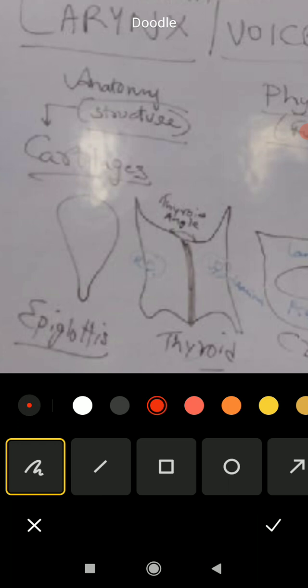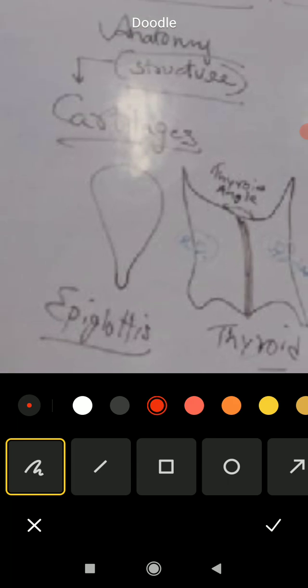Starting with epiglottis. As you can see, the epiglottis is a leaf-like structure present in the anterior wall of the larynx. The upper end of this epiglottis is broad, the lower end is narrow, which is called the stalk. The upper end is present behind the hyoid bone and the posterior part of the tongue, whereas the lower end is attached to the inner surface of the thyroid angle, the angle formed between the two laminas of thyroid cartilage.